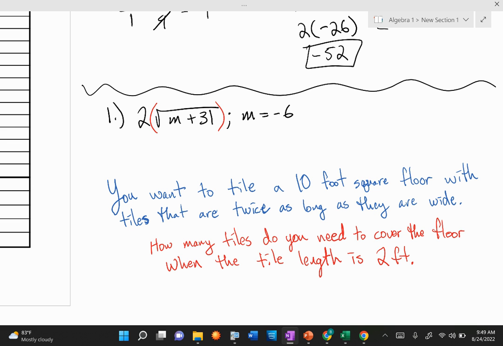Okay, guys. Let's look at number 1. We have 2 times the square root of m plus 31, where m equals negative 6. I'm going to put it up here, and I just want you to check yourself.